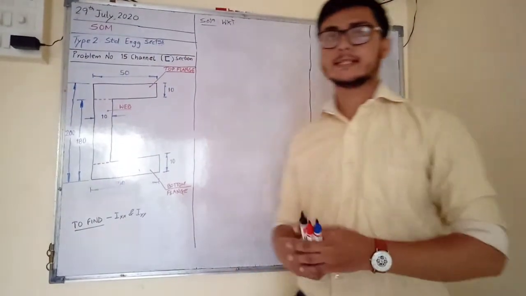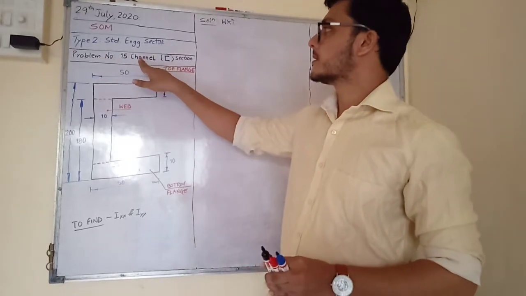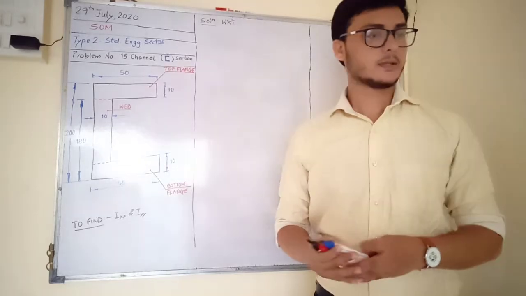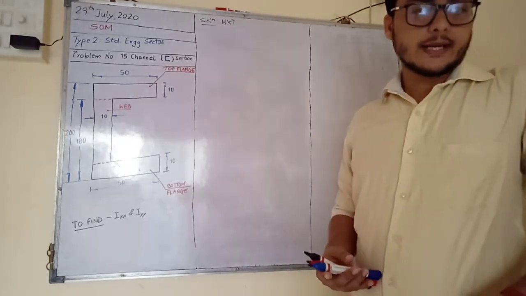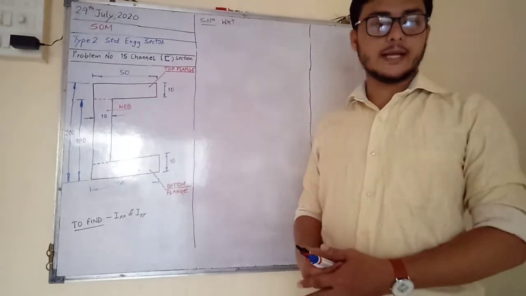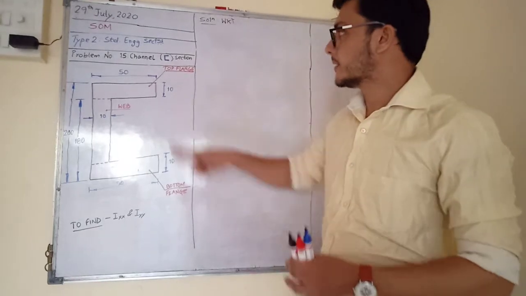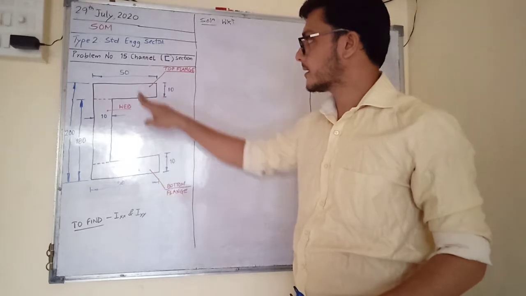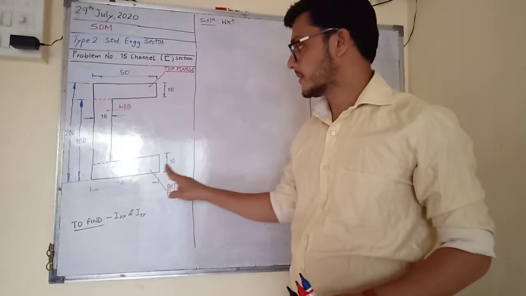Hello students, next is problem number 15, channel section, C section. So I'll read the problem first. A channel section has the following dimensions. Flange 50 mm into 10 mm. It has two flanges, top flange and bottom flange. Both are of the same dimension, 50 by 10, 50 by 10.